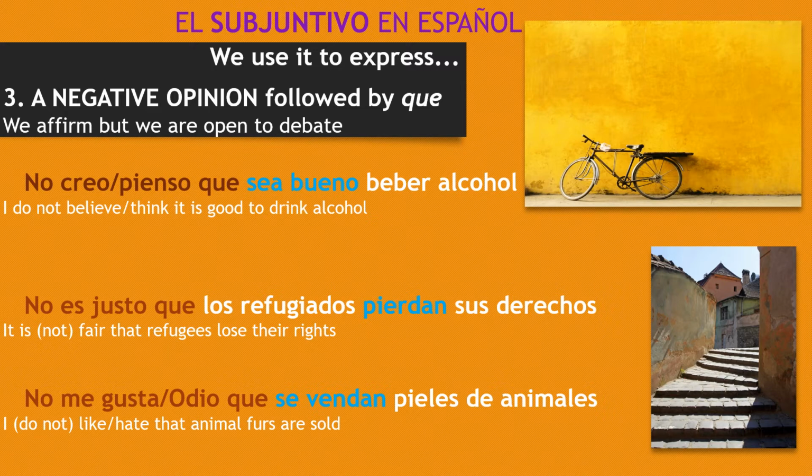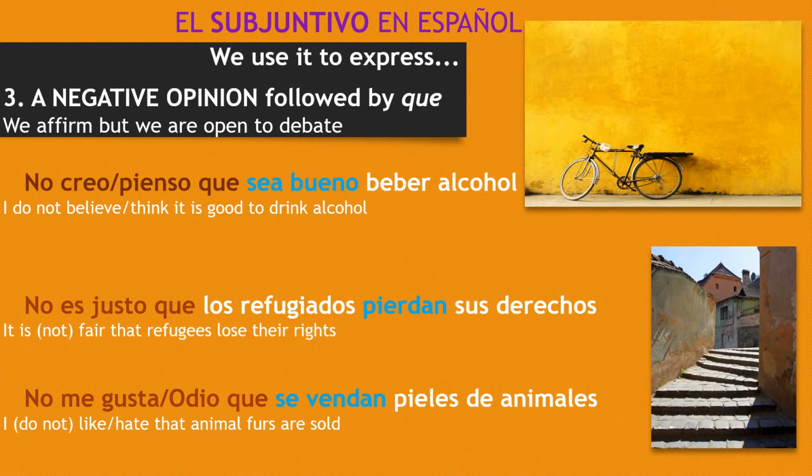A negative opinion. Same for no me gusta, odio que. No me gusta que or odio que, always followed by que, okay? Se vendan pieles de animales. I do not like or I hate that animal furs are sold. Not depending on me also. And it's an opinion, followed by que, negative. So we need the subjunctive, okay?